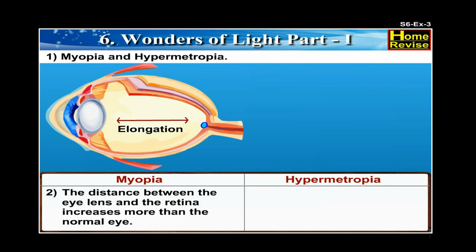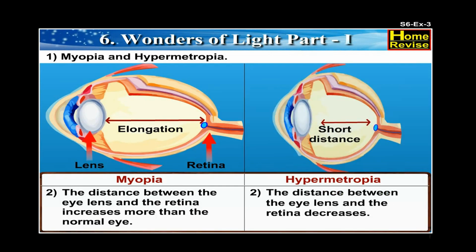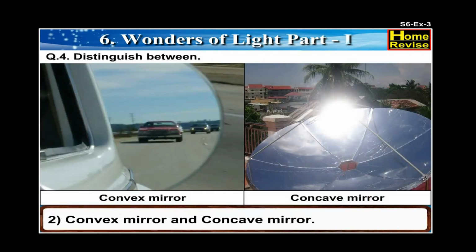2. In myopia, the distance between the eye lens and the retina increases more than the normal eye, while in hypermetropia, the distance between the eye lens and the retina decreases. Second, distinguish between convex mirror and concave mirror.